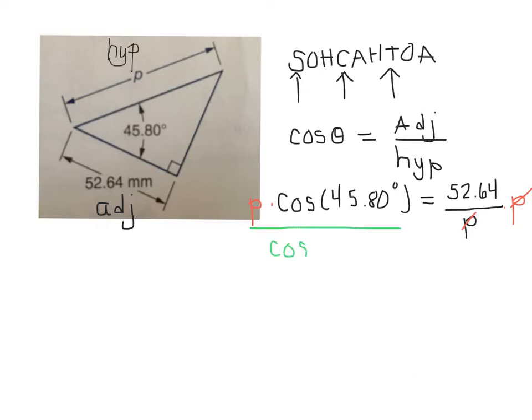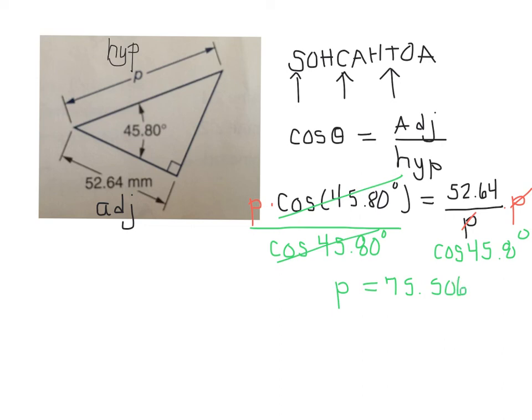So we would need to divide by the cosine of 45.80 degrees on each side of our equal sign, having to use a little bit of algebra in this particular problem. So when we do so, P will be alone. When I plug this into my calculator, I find that the hypotenuse length in this case, rounded to 3 decimal places as requested in the problem, would be equal to 75.506 millimeters.